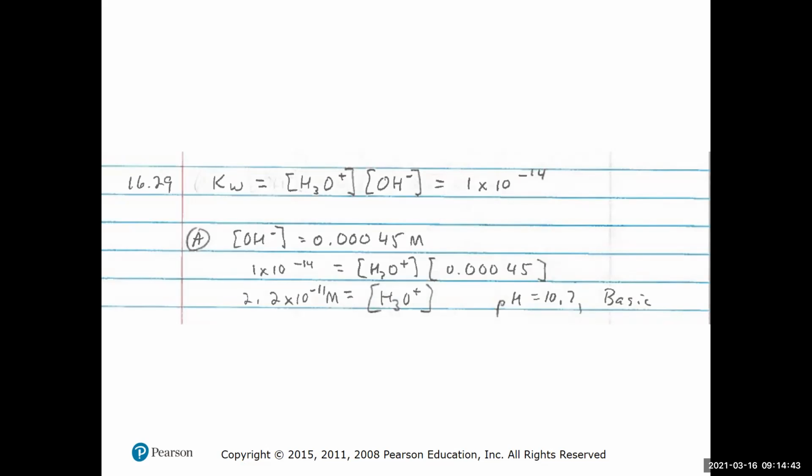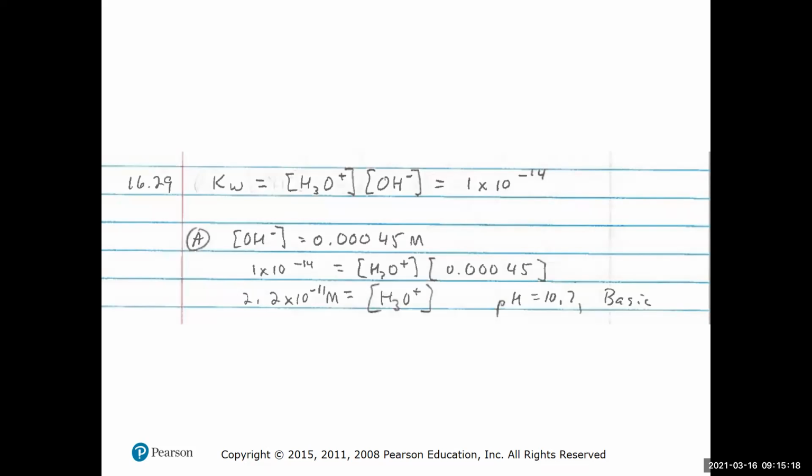So in this first one, we're told the hydroxide ion concentration is 0.0045 molar. So these do need to be in molar. The molarity is the units that we have to have those concentrations in. But this one is already in, so we simply can plug that value into our equilibrium constant for water. And then we can solve for the hydronium ion concentration. And we get 2.2 times 10 to the minus 11 molar.